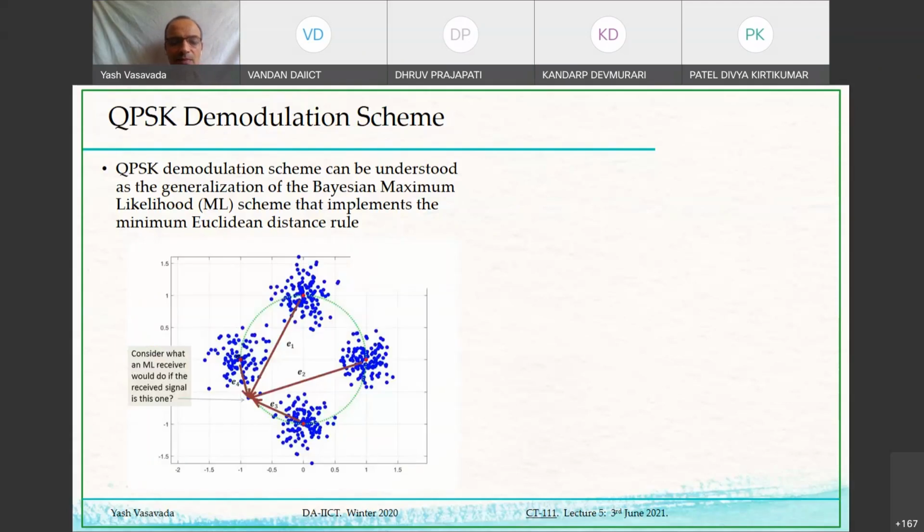So with that as the underlying assumption, suppose now at the receiver I observe this particular received vector in the IQ plane. Then by the principle of maximum likelihood or the principle of distance minimization, which of these four transmitted symbols will I consider as the most likely to have been transmitted? E4, with minimum distance. It will be this symbol because the length of E4 is smaller than the lengths of E1, E2 and E3.